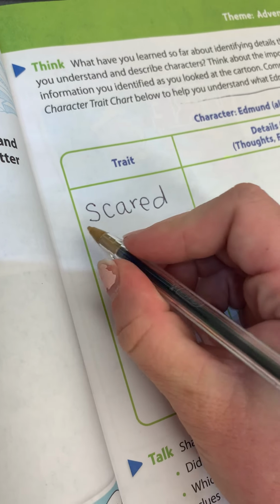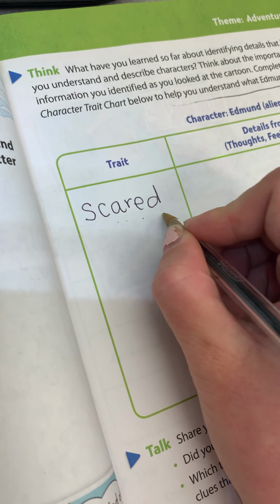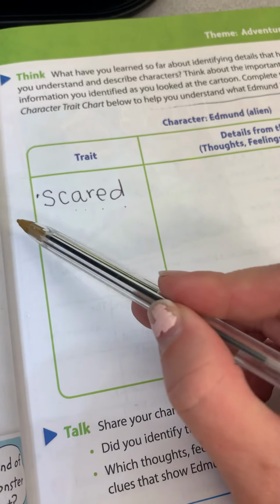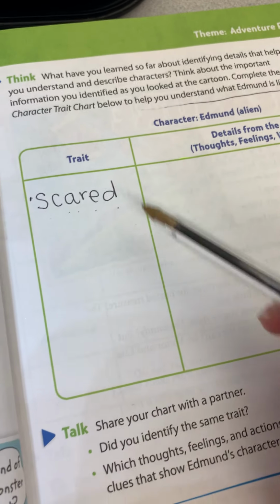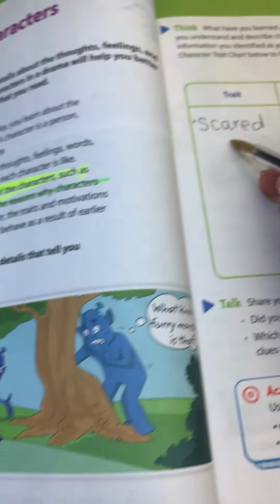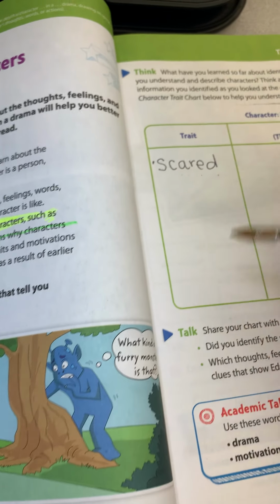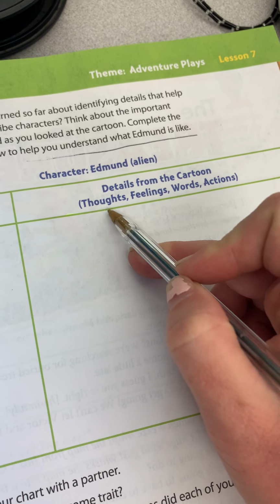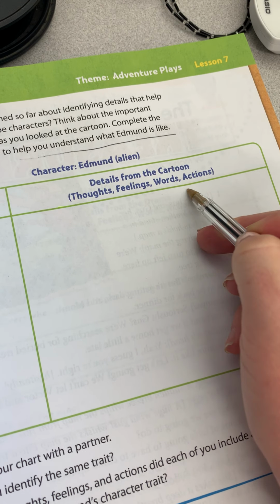Okay, S-C-A-R-E-D. That's one of my traits. So I need to give some reasonings. I need to support why I think he's scared. Why did I put that as a trait? Details from the cartoons: thoughts, feelings, words, or actions.